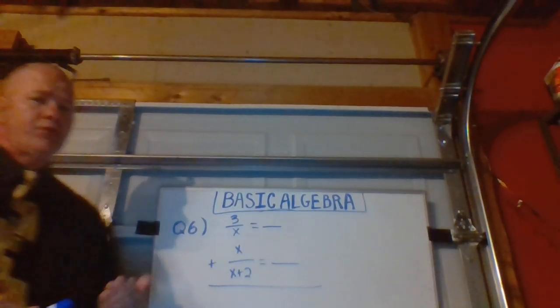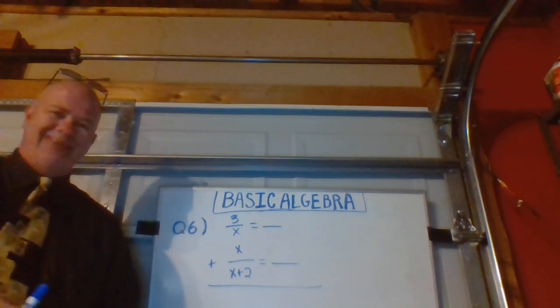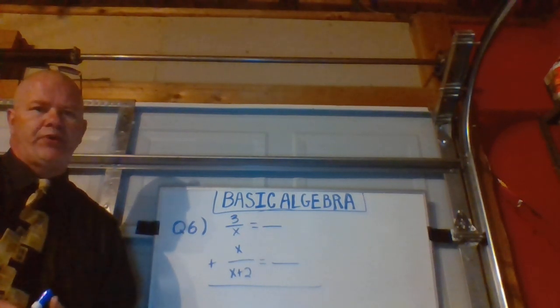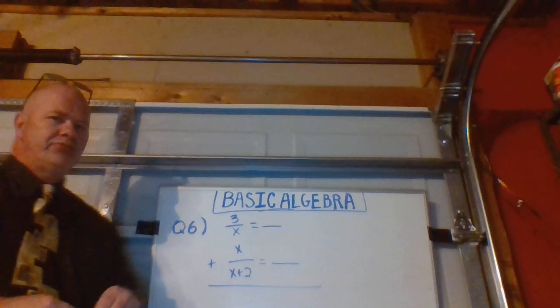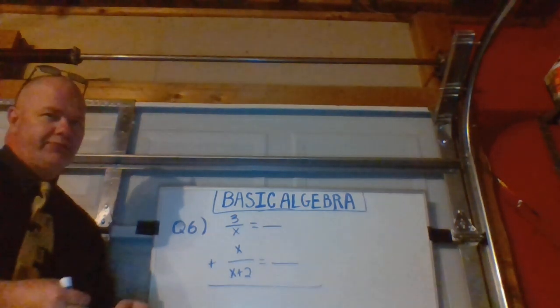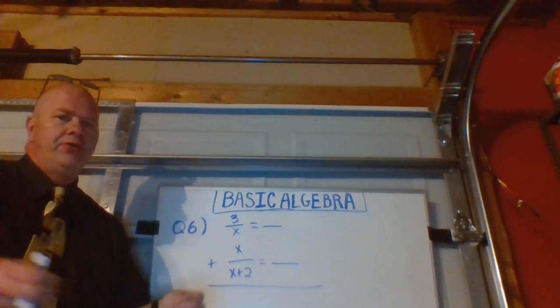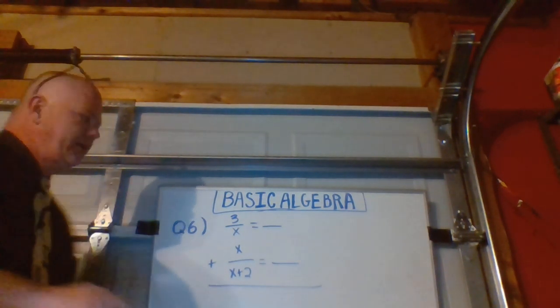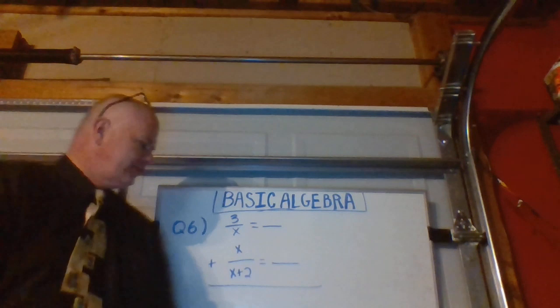Okay, I did rewrite the question so that it's going up and down. I feel more comfortable that way when working with fractions, with adding and subtracting. As you can see, the denominators are different, so we need to find a common denominator. We're going to end up multiplying these two guys together. So we get x times the quantity x plus 2.